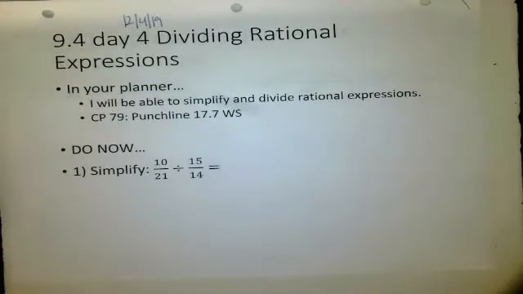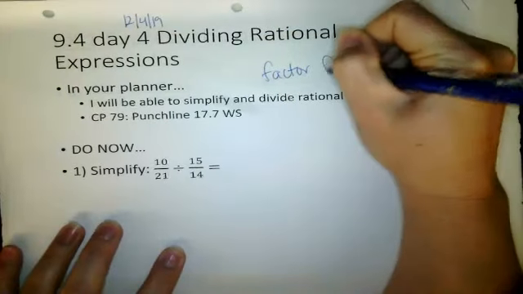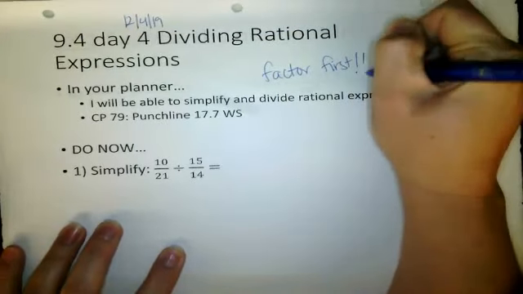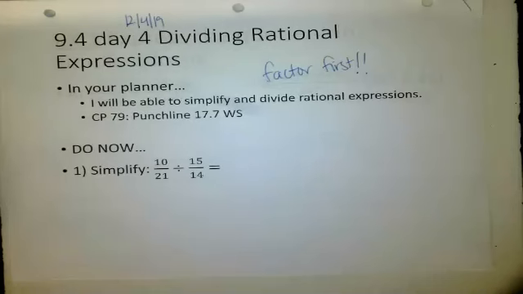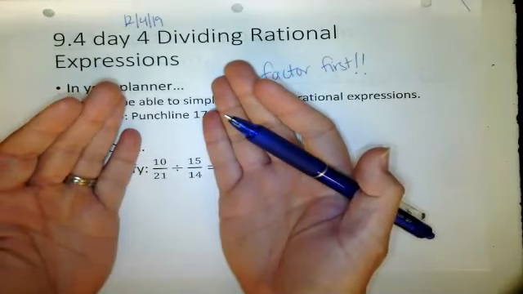And just like yesterday, we're doing more of the same thing we did on Monday, which is basically a lot of factoring. And so the rule again is factor first. Factor, factor, factor. We want to be able to factor and then simplify by reducing. But today we're dividing rational expressions. It's the exact same thing we did yesterday, except how do you divide fractions?